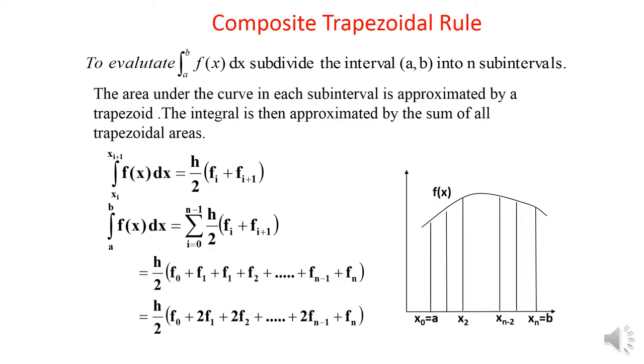Now we open this summation, and we can write h/2 [(f0 + f1), next is (f1 + f2), next will be (f2 + f3), and so on till we reach the last interval, and we get (fn-1 + fn)]. So we see the first and last values have come once, and the rest of the values have come twice. So we can write h/2 [f0 + 2f1 + 2f2 + ... + 2fn-1 + fn].